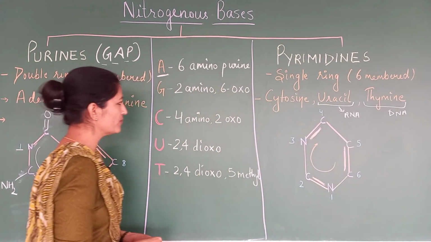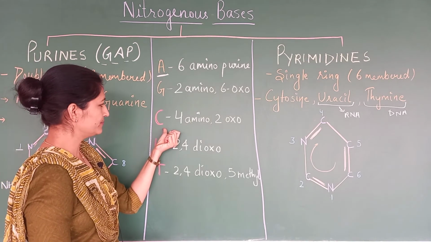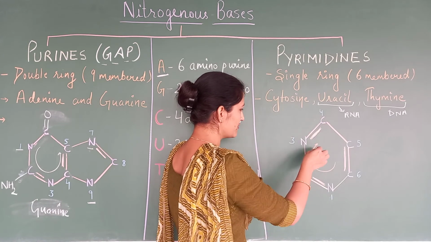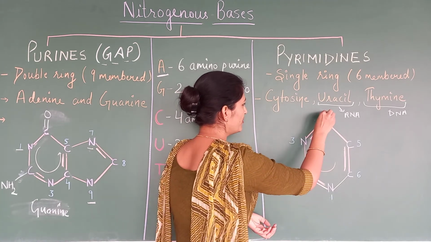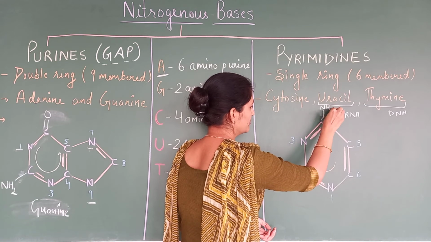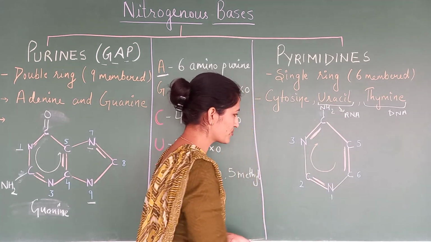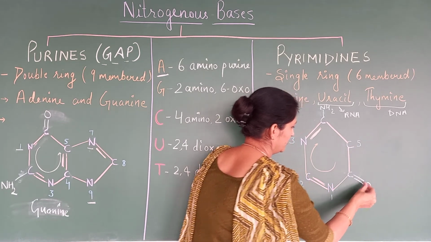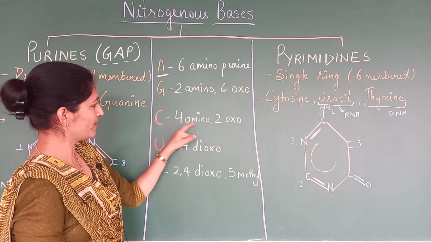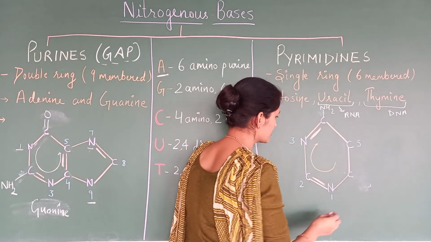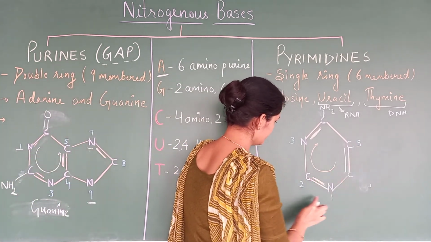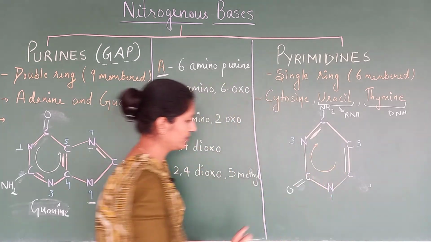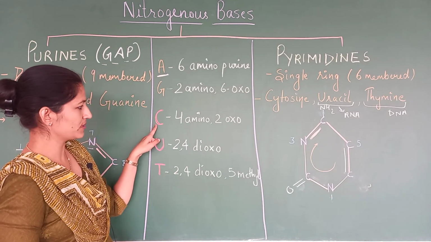As per their names we will see the structures. Cytosine: 4-amino 2-oxo. So which one is the fourth position? This one is the fourth position, 4-amino. Okay, 4-amino 2-oxo, this is not 6, this is 2. So this bond will be in this way. So this is the structure of cytosine.